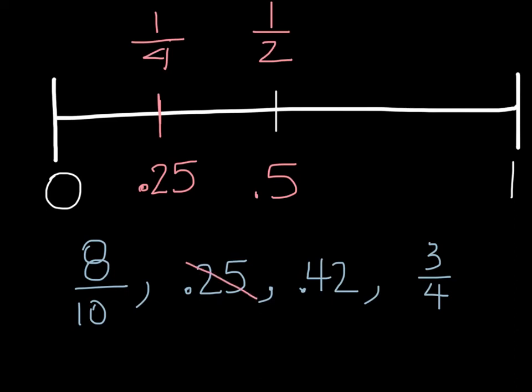Now I'm going to look at 42 hundredths. Again, I know that 42 hundredths comes between 25 hundredths and 5/10, so I'm just going to put it on here as best I can, about right there. I write 42 over 100, that's 42 hundredths. I'm also going to place my 3/4 because I happen to know that 3/4 comes right here between a half and a whole. So 3/4 gets written like this.